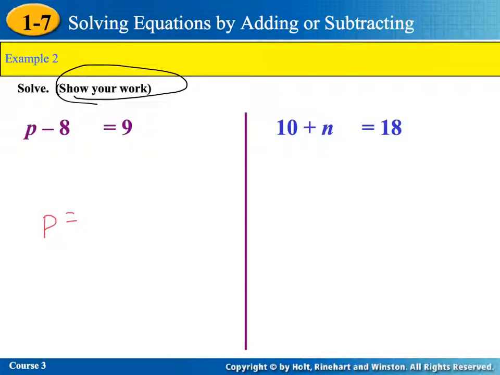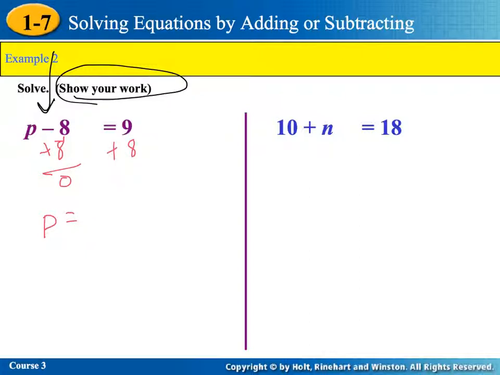We want to get P all by itself, which means we need to get rid of this minus 8 here. Now, how we get rid of that is we're going to make that equal to 0. So how could I make a negative 8 equal to 0? Well, inverse operation states, I can add an 8 to both sides. What's negative 8 plus 8? 0. Okay?